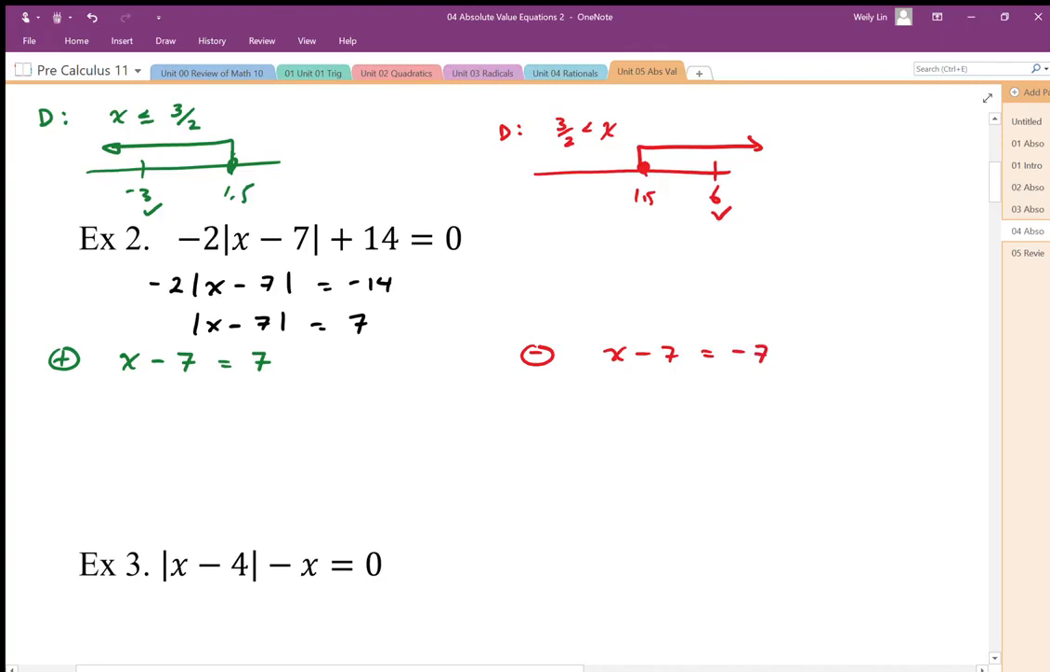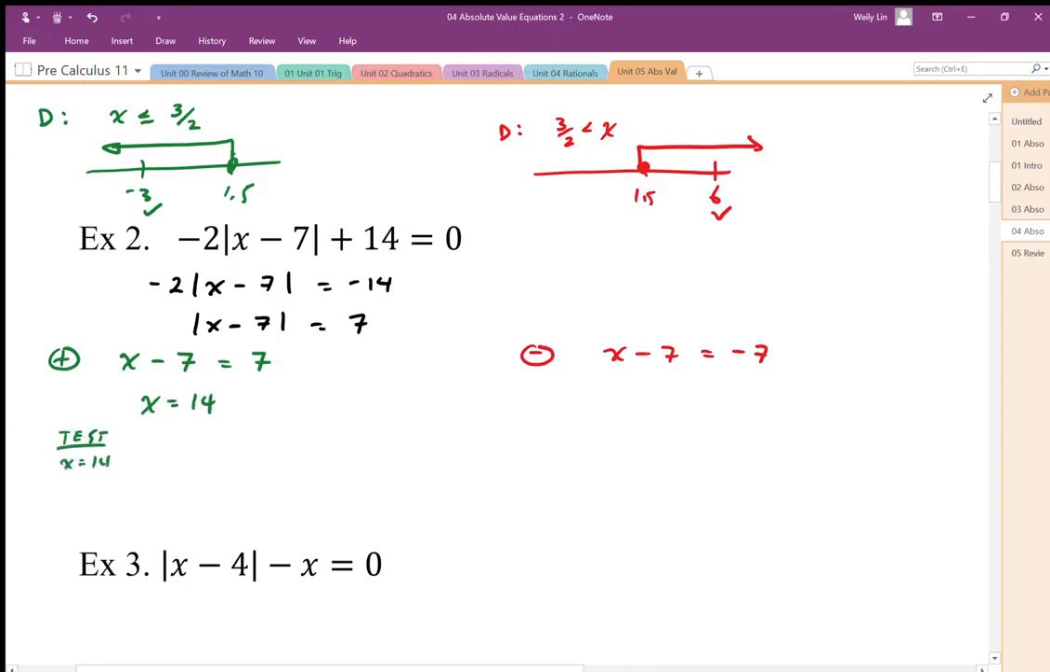And our negative situation is going to be when x minus 7 is going to be equal to the negative 7. Okay, so when the inside is equal to negative, we're going to have that scenario, and when the inside is positive, we're also going to have that scenario. We accounted for those both situations, so we can now solve this. So we end up with x equals 14. Okay, I'm going to test it.